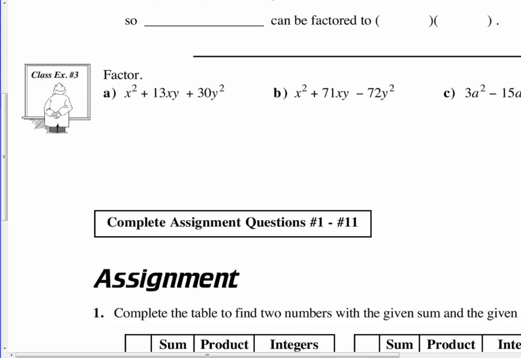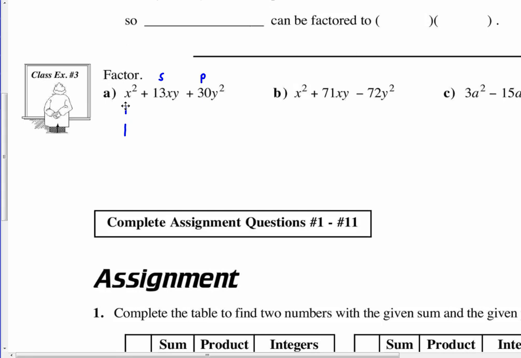Okay, so where do I start with this? Is this a simple trinomial? Yeah, it is a simple trinomial, and it's a little different in that the middle term is an xy as opposed to just an x, and the last term is a y squared. But that's okay. Don't be afraid. It's all good. So again, sum product.